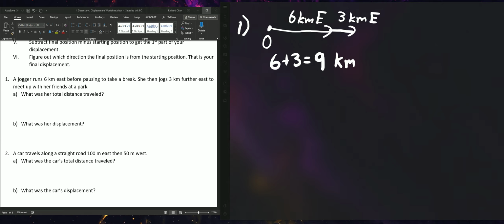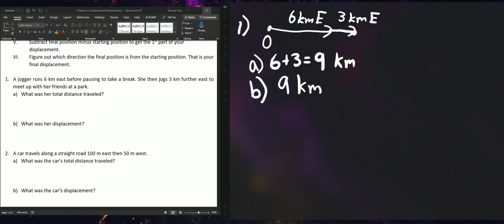Now, distance is a scalar quantity, which means that it does not have a direction. It just has a number and a unit, and that's it. Okay? Now, what was her displacement? Let me just write this. This is A, answered A. What was her displacement? Well, she ends up here. This is her final position over here, right? So how far apart is her final position from 0? How far apart is point A from point B? Well, it's going to be 9 kilometers, right?